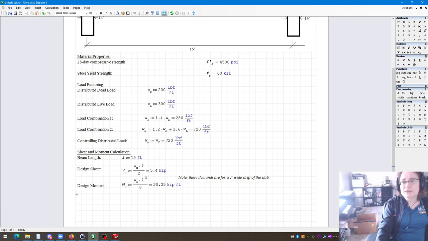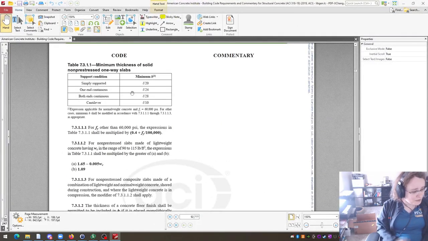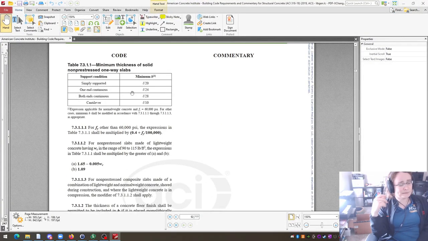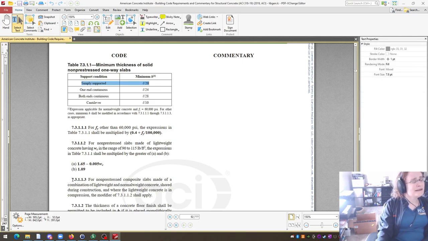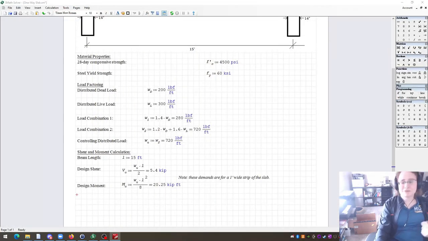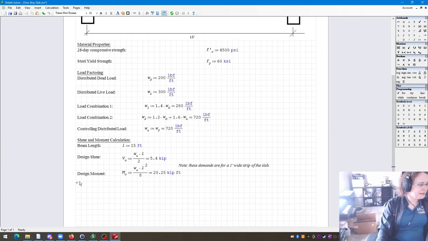minimum slab thickness. Now, if you look at Table 7.3.1.1, there you will find minimum slab thicknesses for various one-way slabs. And we have a simply supported slab, and the minimum slab thickness is the thickness that, regardless of what the mechanics say, we are not allowed to go less than. So let's just start with that, and if we need to make it thicker, we will make it thicker. So let's go ahead and do that.